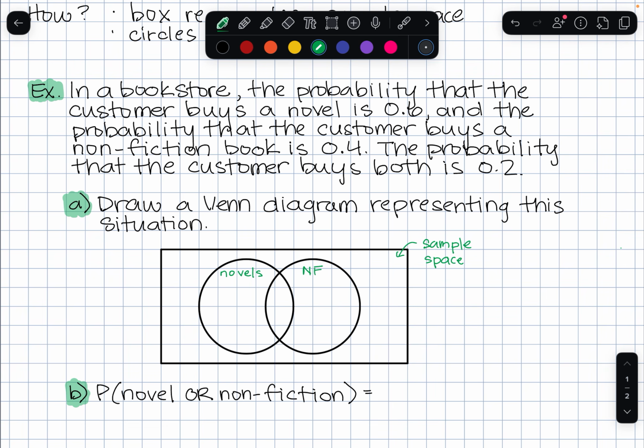And now we're going to start placing some numbers in the diagram. And the first number I'm going to place is the overlap. I know that customers that buy both, probability is 0.2. So that overlap in between should be 0.2. And this represents the people who buy both. So this is novels and nonfiction.